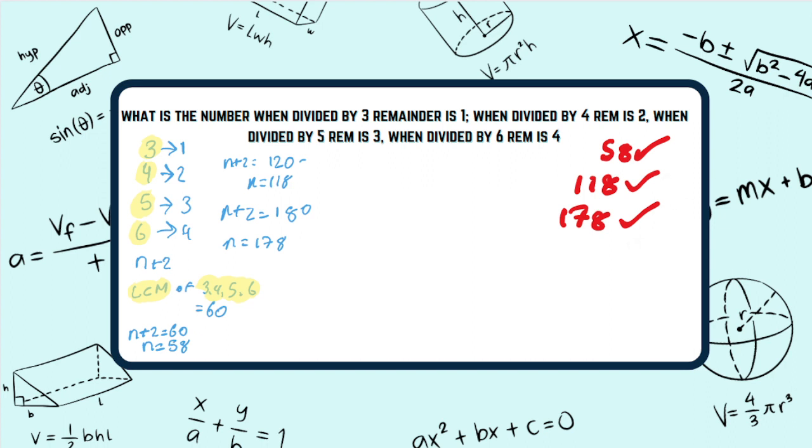And the key takeaway is that there are infinite solutions, because all you need is a multiple of 3, 4, 5, and 6, and just subtract 2 from that, and it'll display all of these properties that are listed above. So all you need is a multiple of 3, 4, 5, 6, and subtract by 2. And you'll get a number with all these properties.